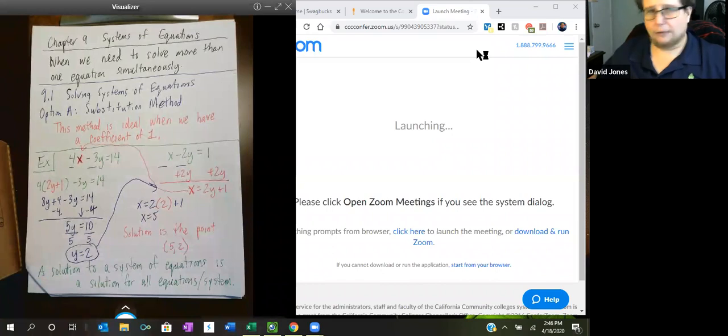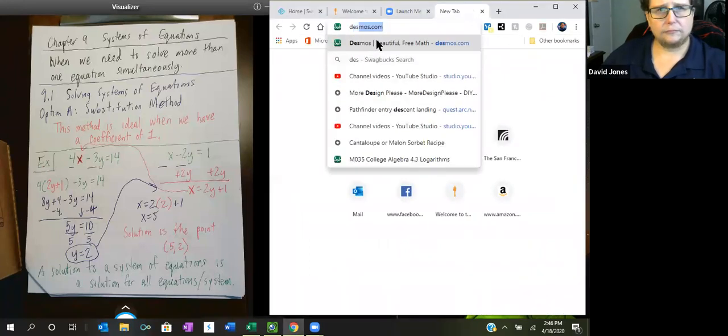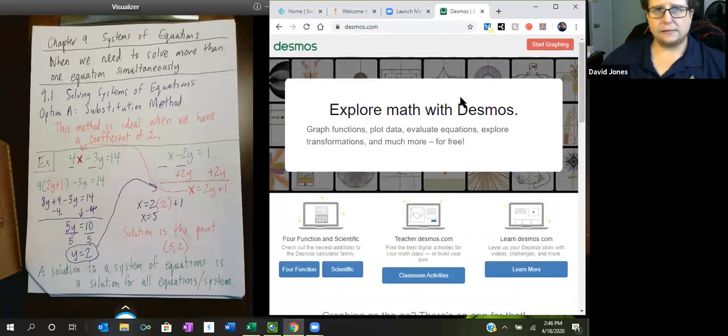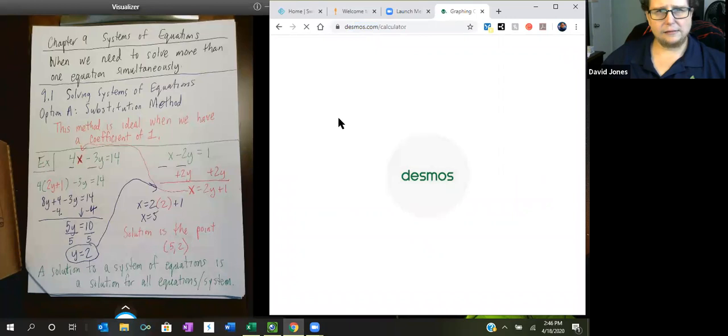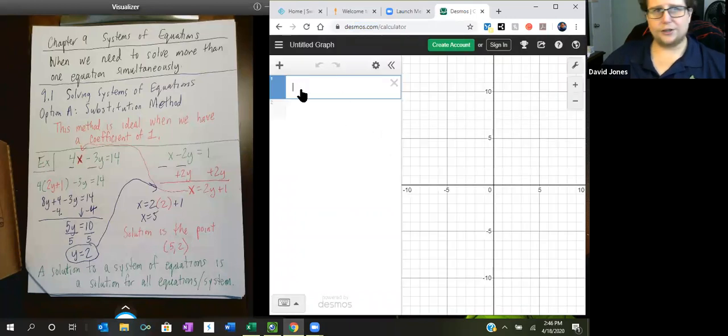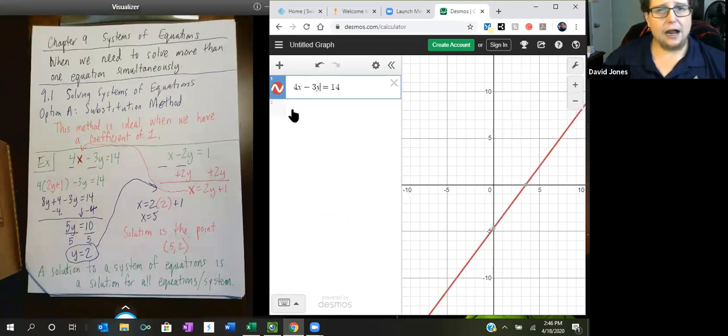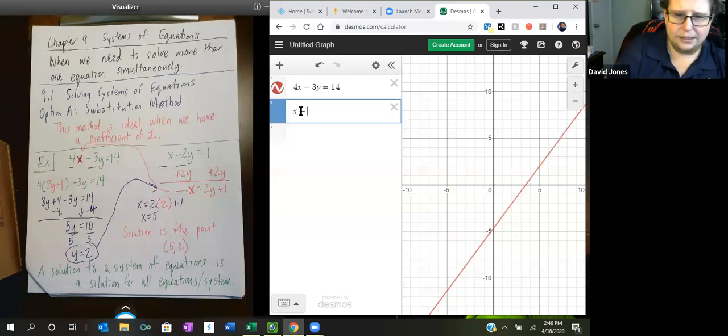And what does this really represent? Let's take a look at this in Desmos. So I have two equations. We have 4x minus 3y equals 14. I should say 3y, not 34. And we've got another equation, x minus 2y equals 1.